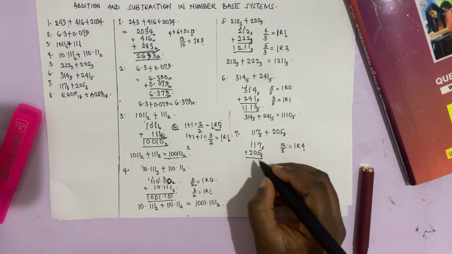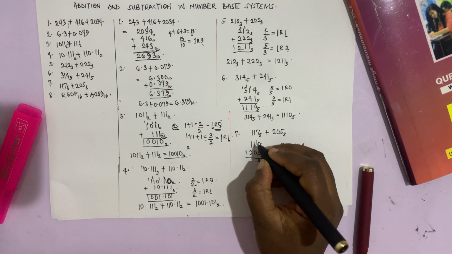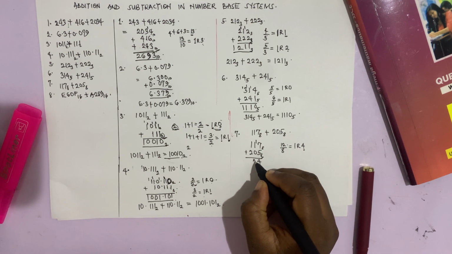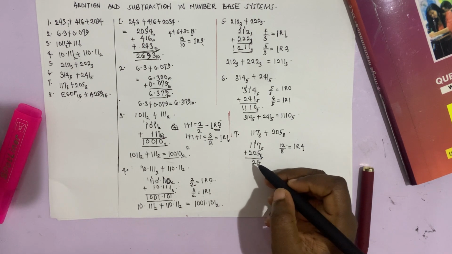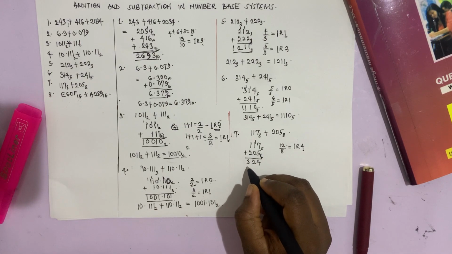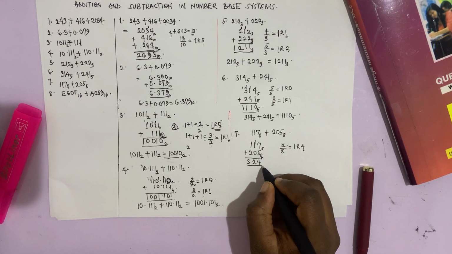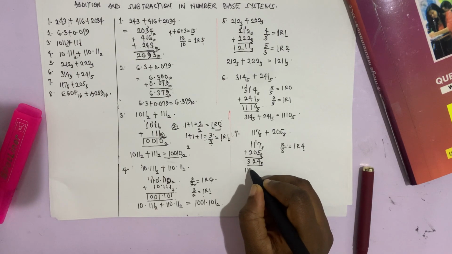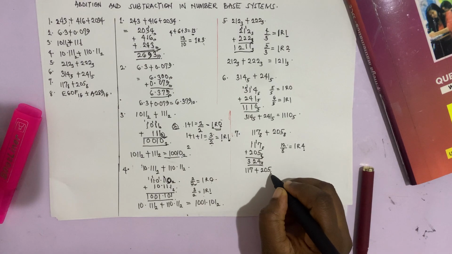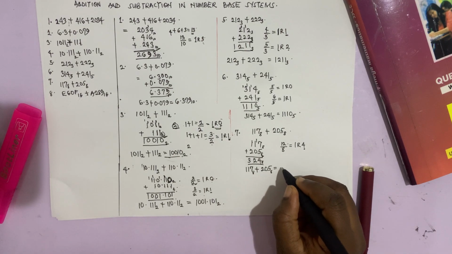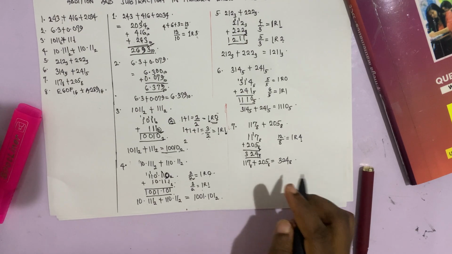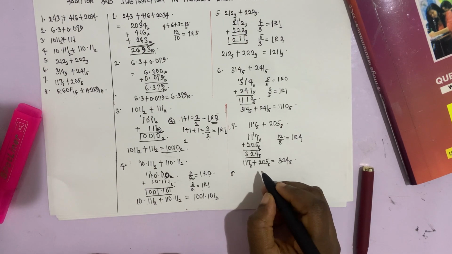So we write the remainder 4 and we carry 1 up. So 1 plus 1 is 2. 2 is less than the base, which is 8. So we write 2. 1 plus 2, 3. 3 is less than the base 8. So we write 3. So 117 plus 205 in base 8 would give us 324 base 8.